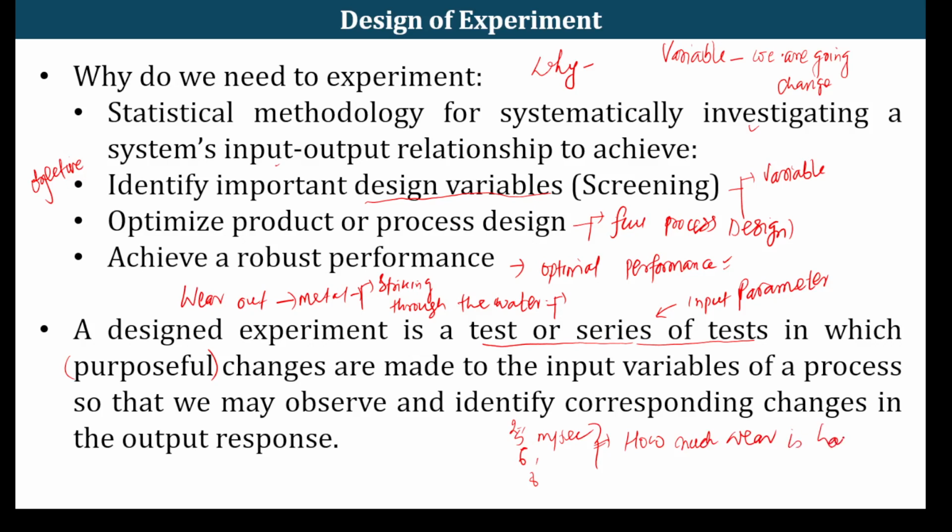Wear is happening in the metal. This is an engineering example. If we talk about a drug trial, let's say drug A is there. We check its composition, say 10% of one composition, then 11%, then 12%, then 13%. We check with these and then see the response, how the effectiveness comes.